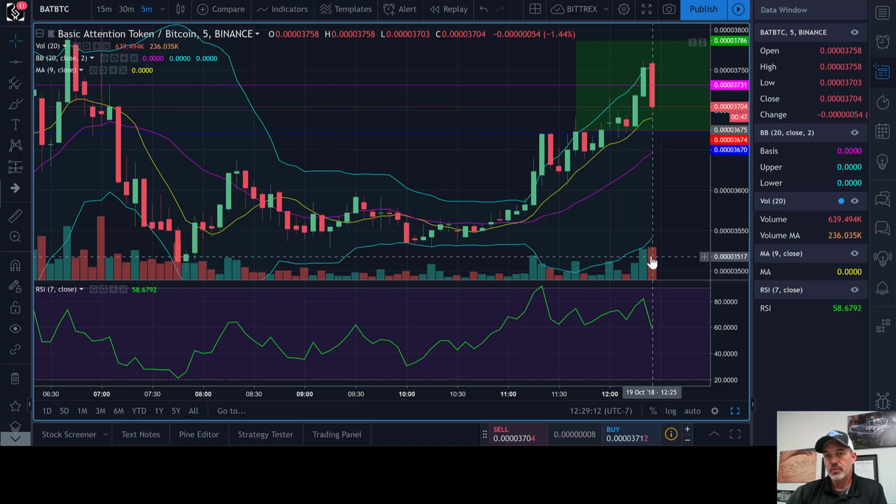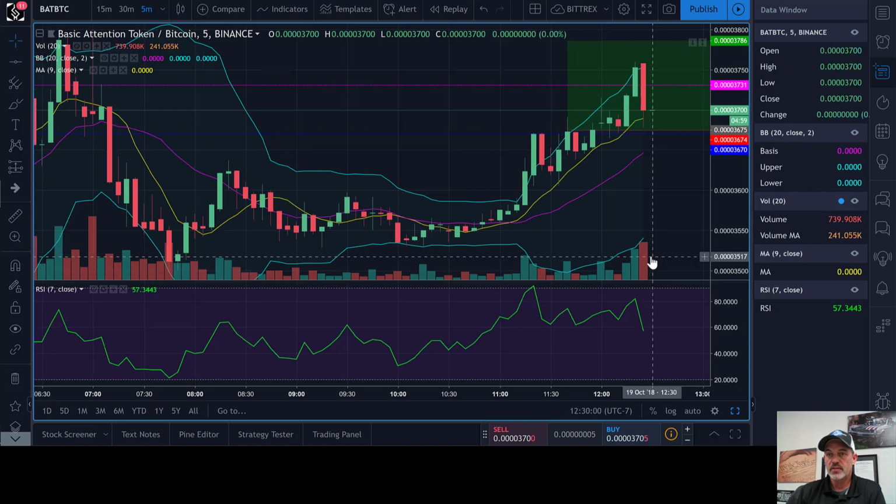Looks like more profit taking is what we're going to see. So we may actually get stopped out of this. Last 30 seconds or so. Let's see where we close out at. And we're about to close the candle out and move to the next candle.